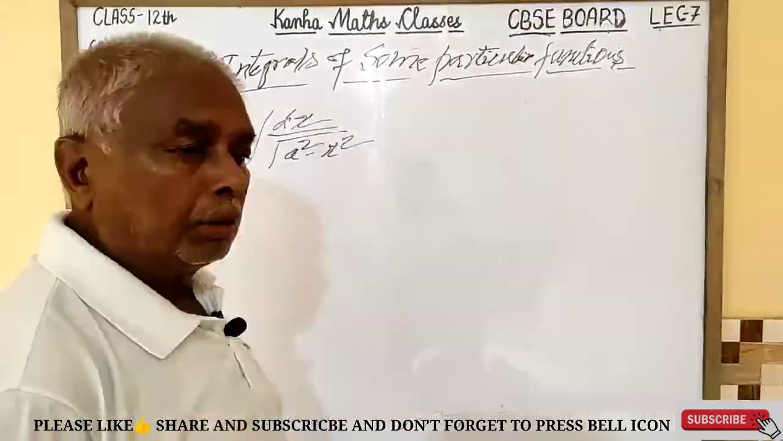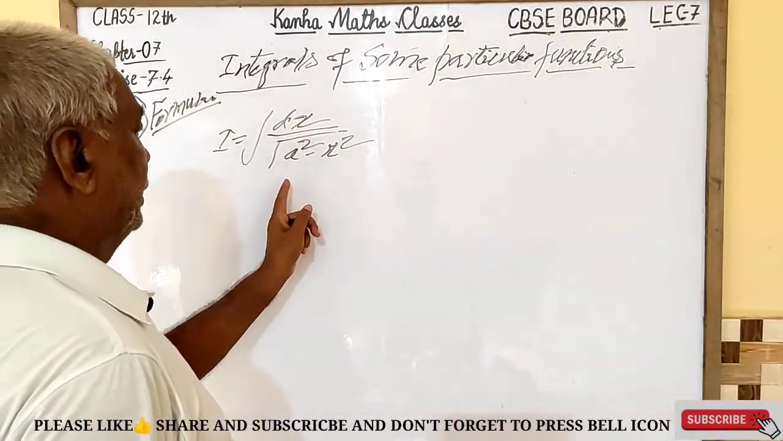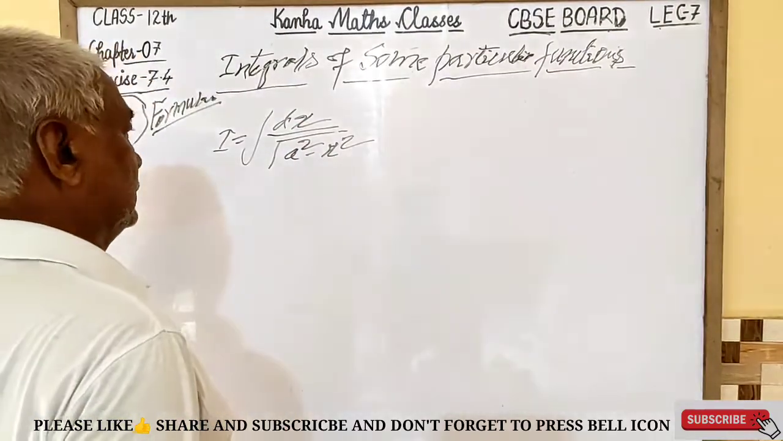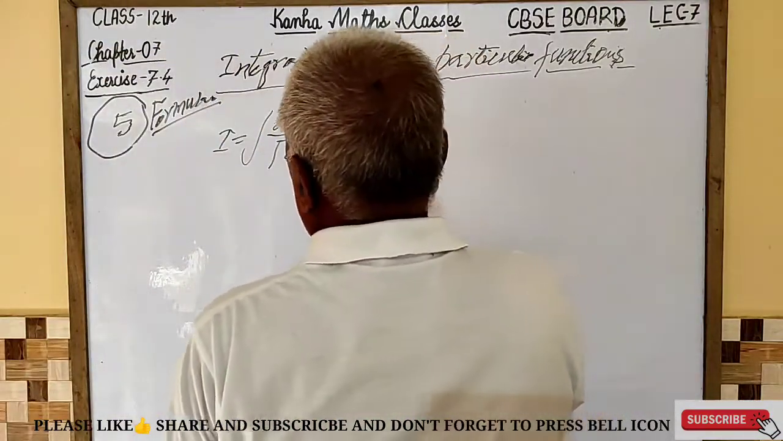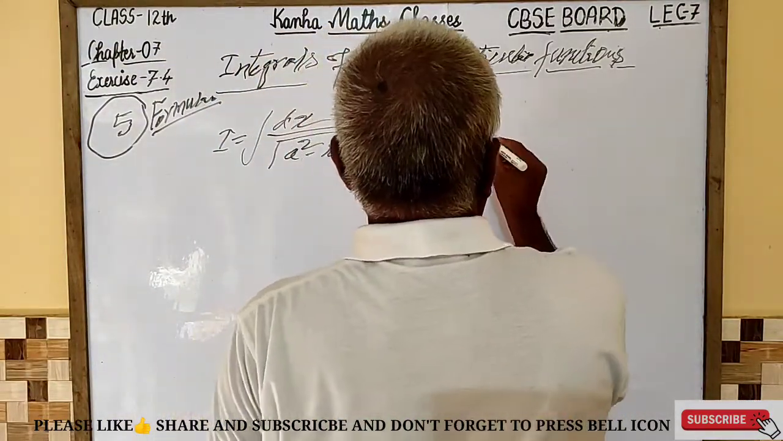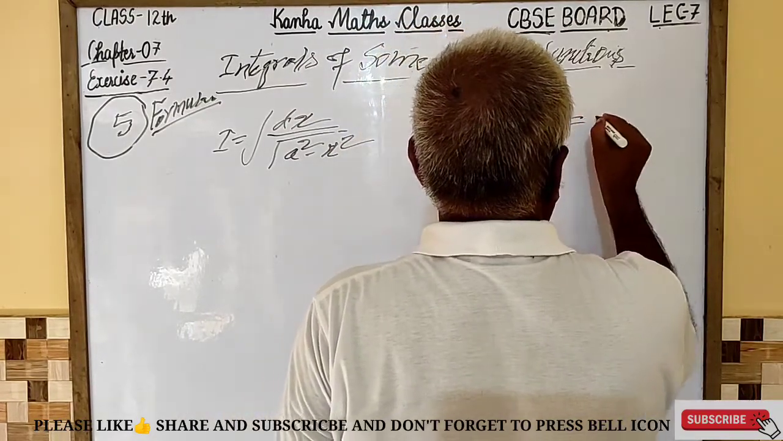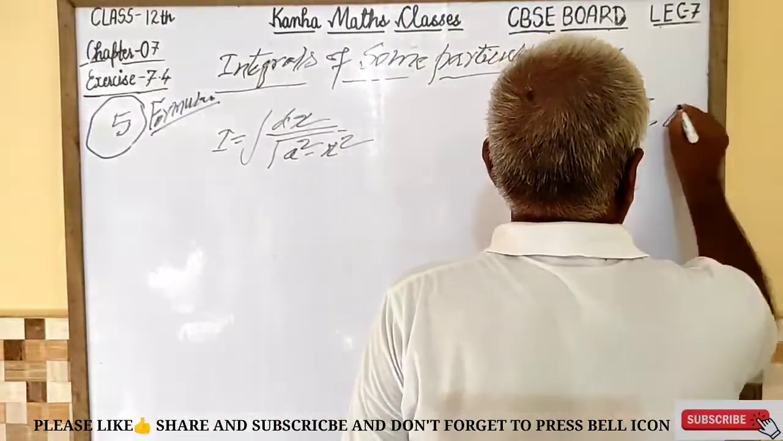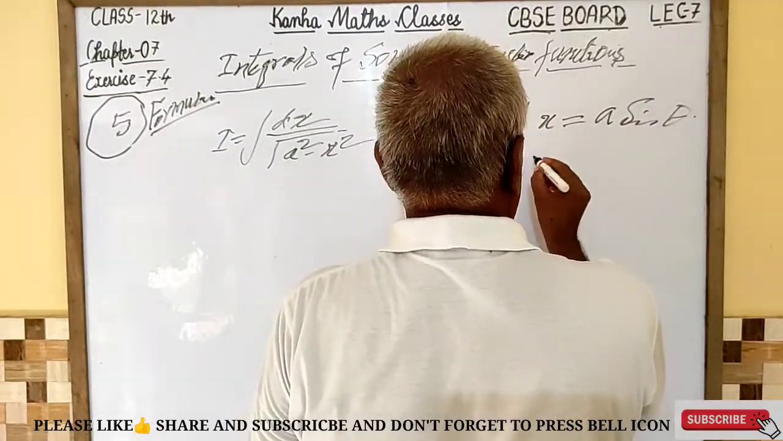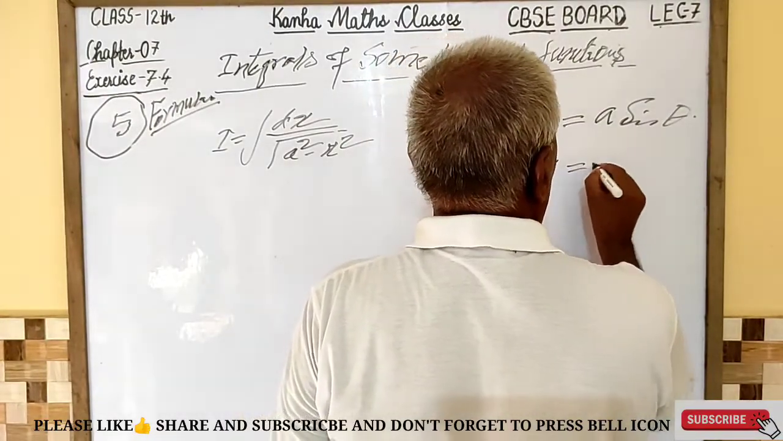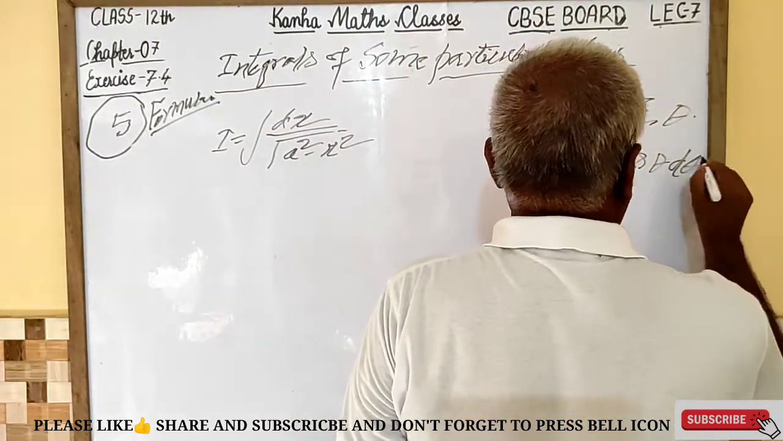Well, this is all. Now the fifth formula, that is I equal to integral dx upon root a square minus x square. Now we will substitute x, put x is equal to a sin theta. Now make a derivative of this expression. This will be equal to dx equals a cos theta d theta.